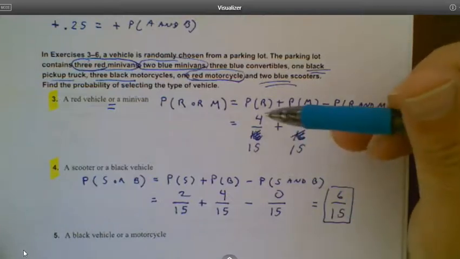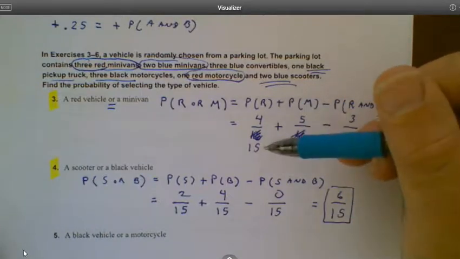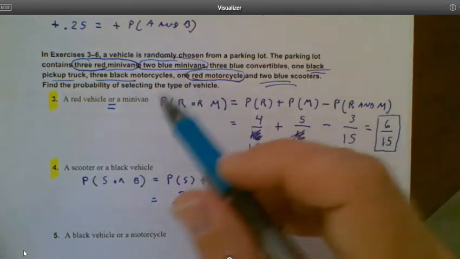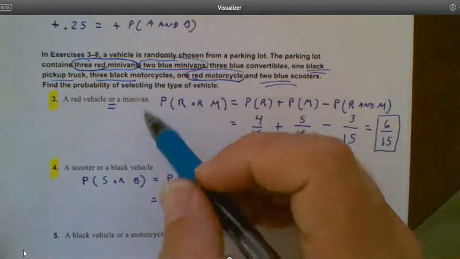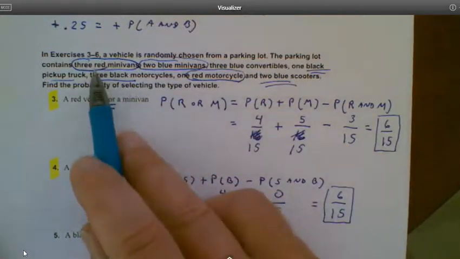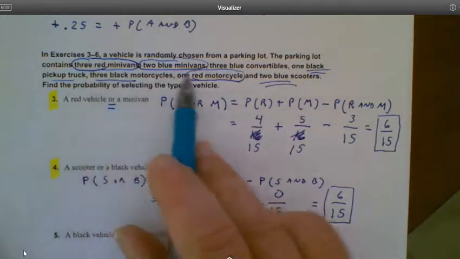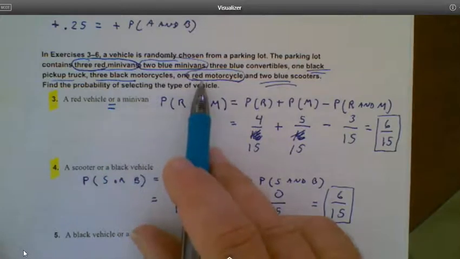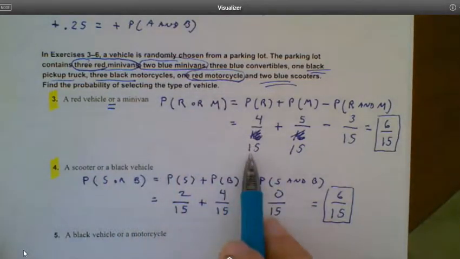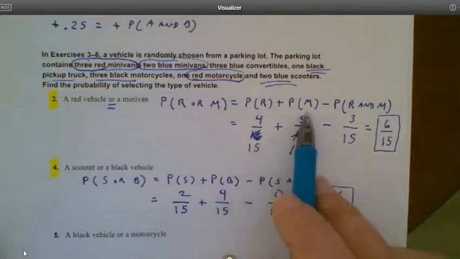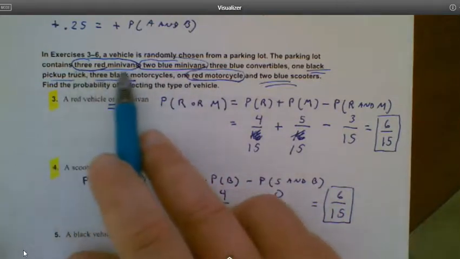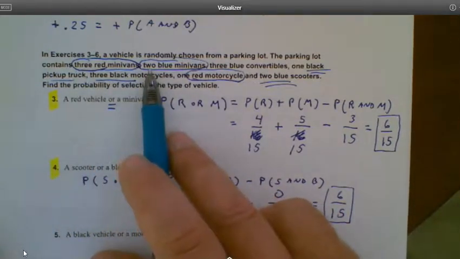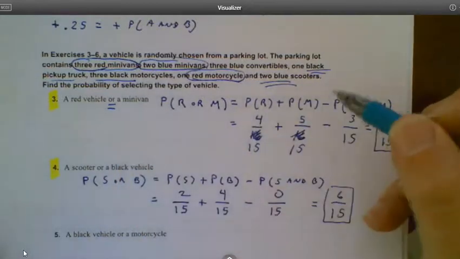Let's figure out the probability of getting a red one. If you add all these up, they add up to 15. As far as the red ones go, I have 3 red minivans and 1 red motorcycle, so 4 out of the 15 are red. How many minivans are there? If we add those together, we can see that 5 out of the 15 vehicles are minivans.